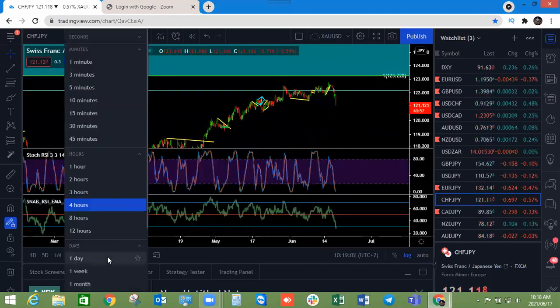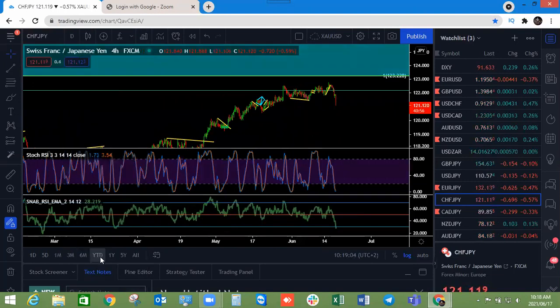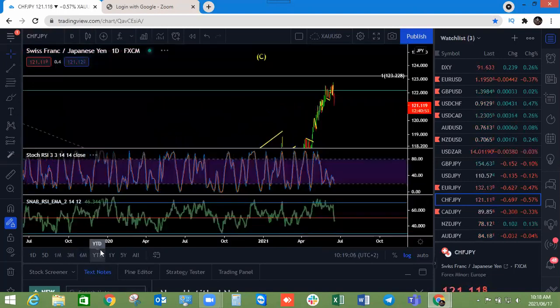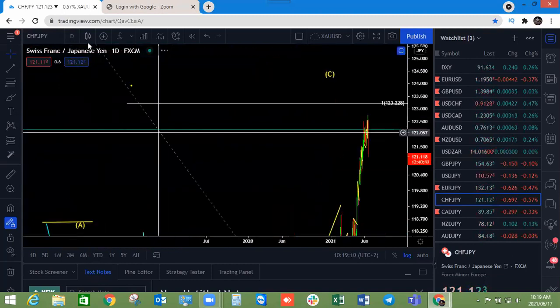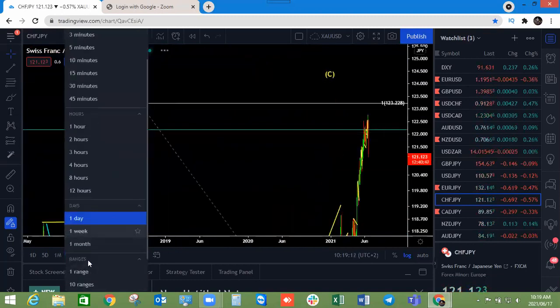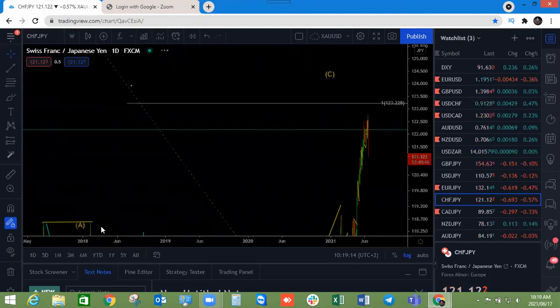Let's confirm the daily as well. The daily is just dipping below 50. The daily is just dipping below 50, but let's check the structure as well. Remember the structure we showed over the weekend?